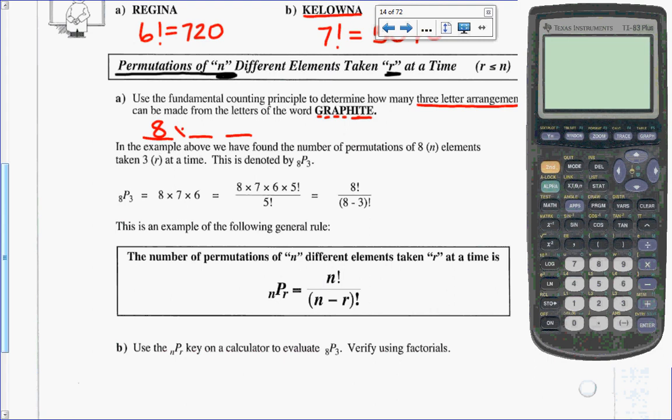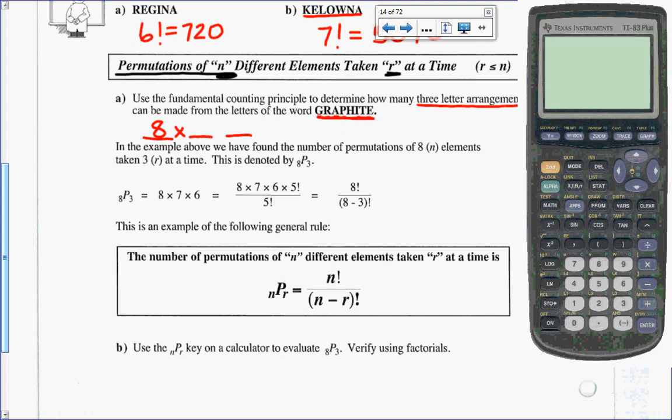Right, any of the 8 letters. Now if I've used one of the letters, I can't repeat it because I'm using each one of these letters in this word graphite. I don't have other letters available to me. I don't have 2 G's or 2 H's. I have just 1 H, 1 G. So I have to only use the letters in this word.